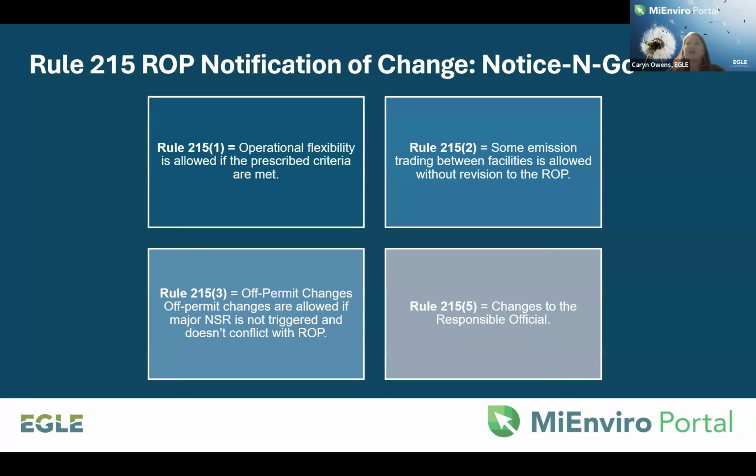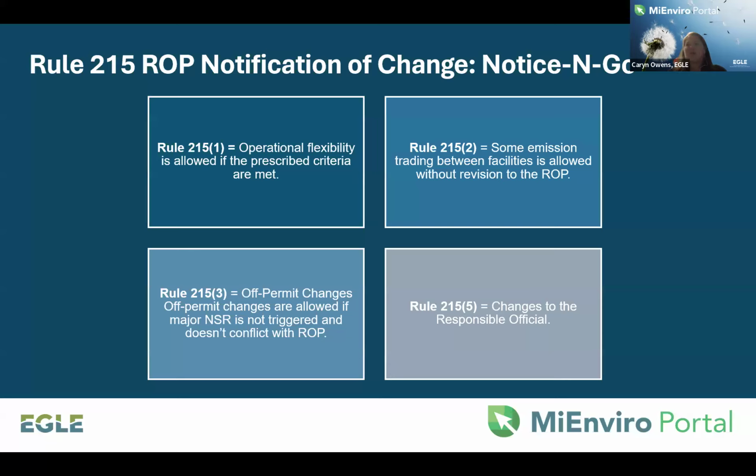So first I want to cover the Rule 215 ROP notification of change. In the new system, these are considered scheduled forms. Just as a refresher, this rule has not changed. Just how we report to the AQD has changed. So to recap, an ROP notification of change is for changes that happen at your facility, but the change does not affect the ROP to where it needs to be updated.